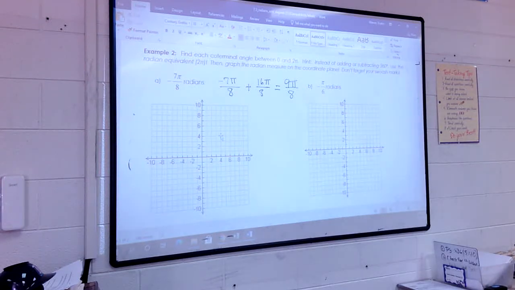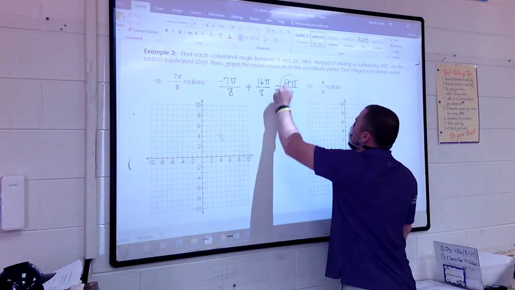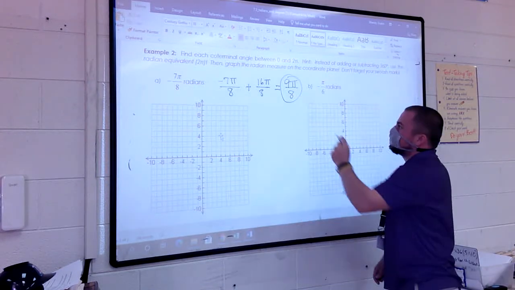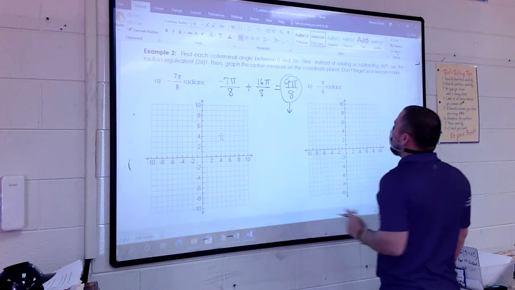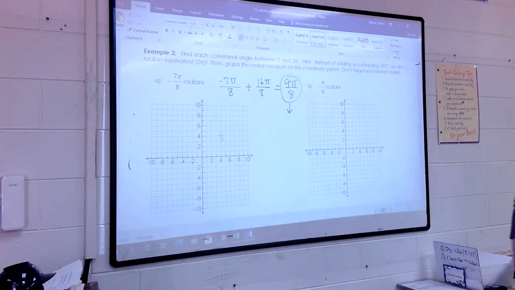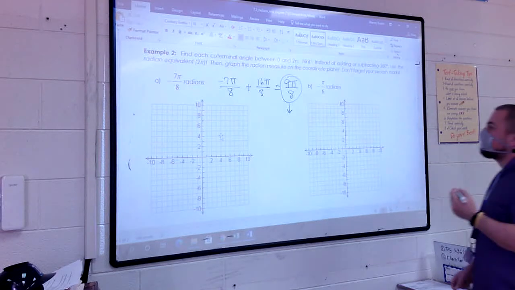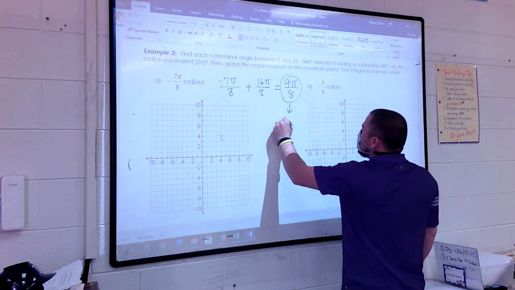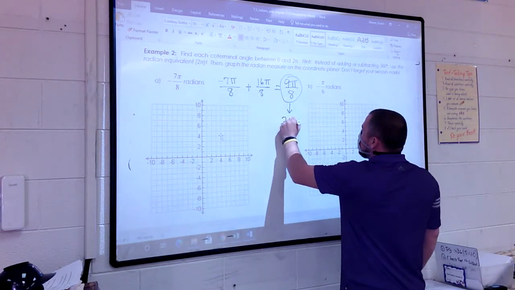Now, what is that in degrees? That would be something that you would want to know before you graph this. What is 9 pi over 8 in degrees? You could find it by doing 9/8 times 180, right? So what is that in degrees? 202.5. You said 202.5? Yeah.